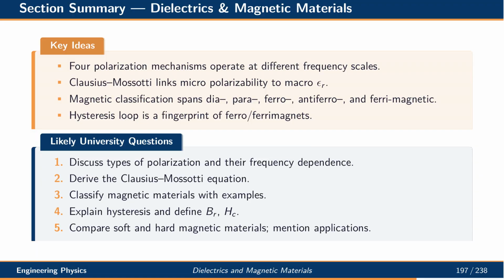Let us summarize this section. Four polarization mechanisms operate at different frequency scales in dielectrics. The Clausius-Mosotti equation links micropolarizability to macropermittivity. Magnetic classification spans dia, para, ferro, antiferro, and ferrimagnetic materials. The hysteresis loop is the fingerprint of ferromagnets and ferrimagnets. Typical exam questions cover polarization types, the Clausius-Mosotti derivation, magnetic classification, hysteresis, and the comparison between soft and hard materials.